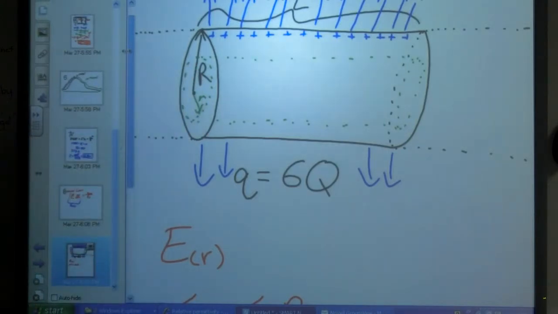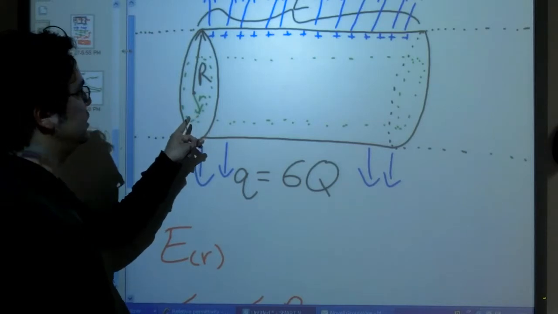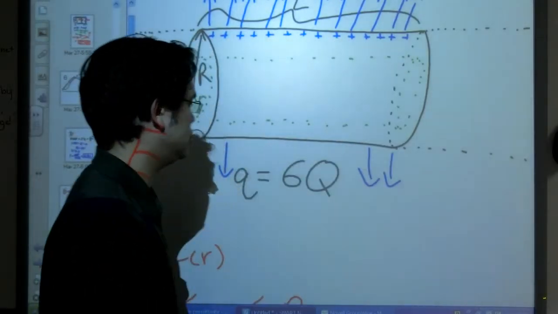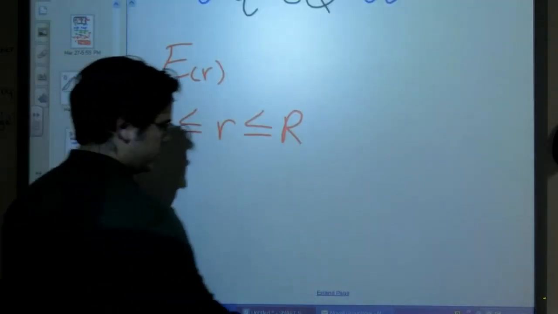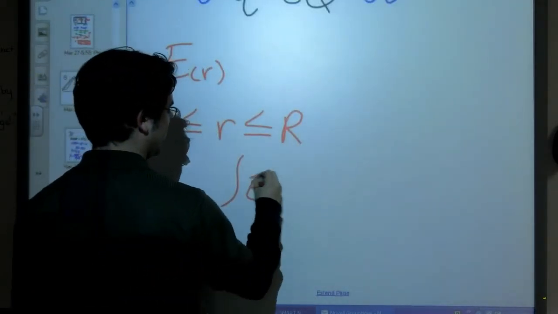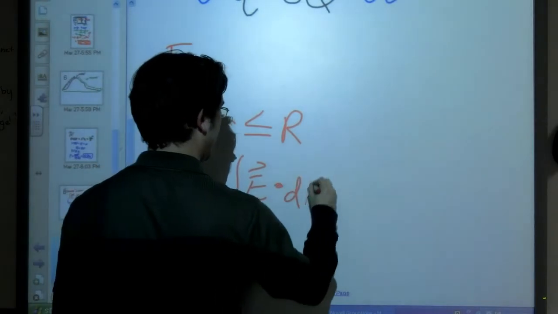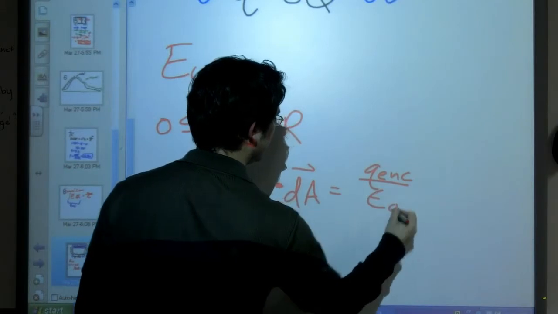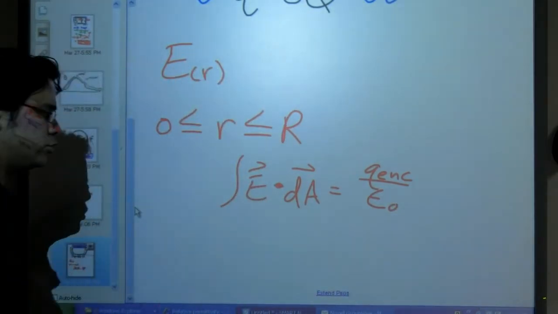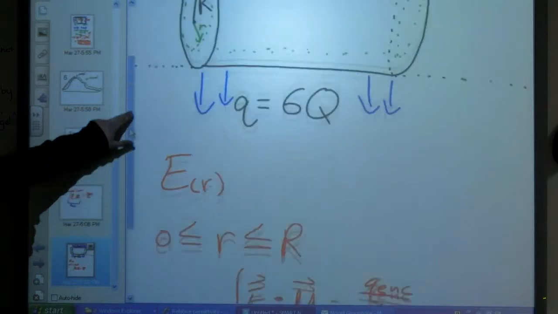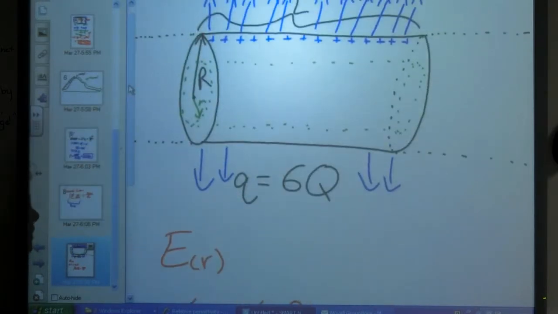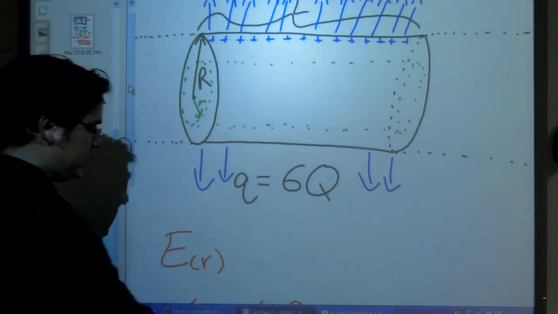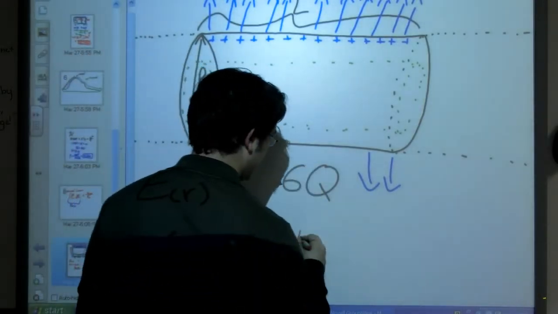Okay, so between 0 and capital R, that means we're inside this wire. Well, inside, I already mentioned that, at least for this part, it's a conducting wire, which means this is a conductor, which means all of my charge is on the outside edge. So I would do Gauss's law. I have my electric field dotted with my area vector equals Q enclosed divided by epsilon naught. The first thing that you should draw the conclusion of is we are inside a conductor, which means, as I've told you before, our electric field must be 0.